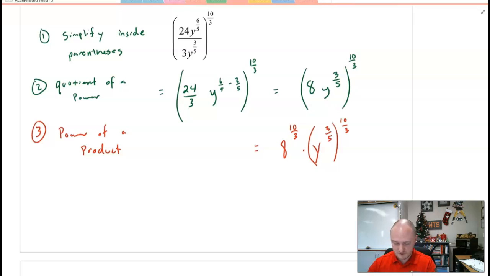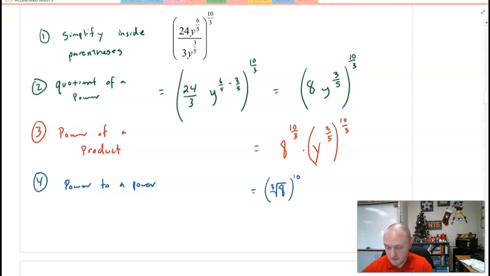Okay, what do I want to do first? I'm going to go ahead next and work with this power to a power. And for now, I'm just going to rewrite this as the cubic root of 8 raised to the power of 10. So I'm going to have to calculate that, okay? And then here, power to a power, we end up just multiplying.